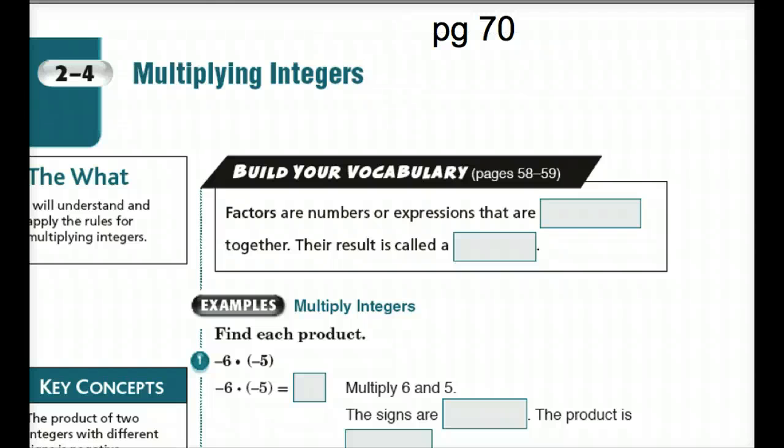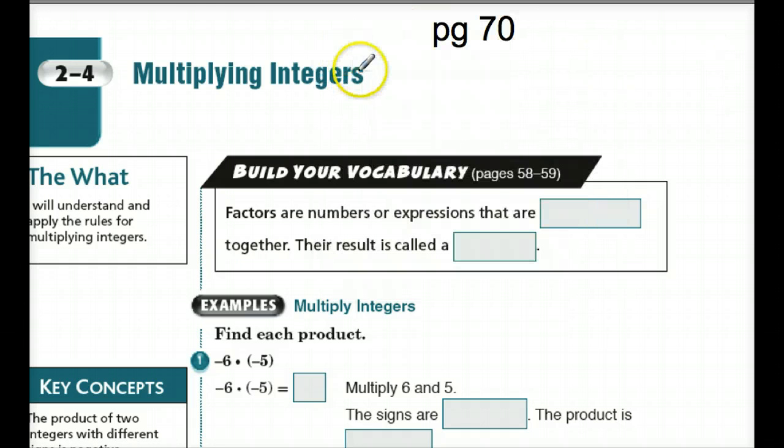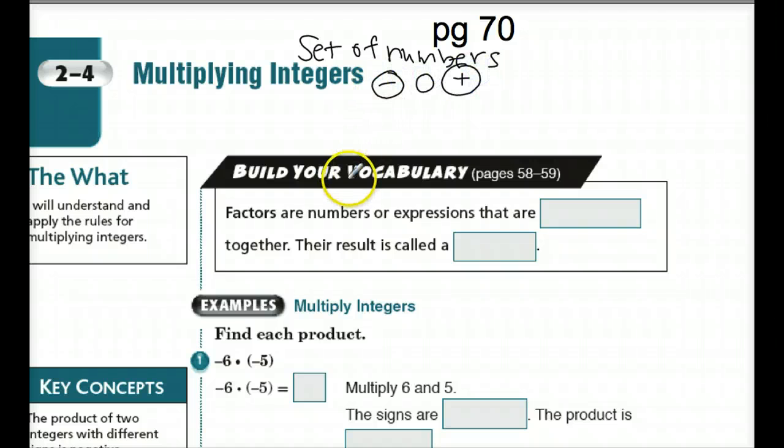So we are now going to do 2.4. We're on multiplying integers. Now remember, an integer is just a set of numbers which include all negatives, 0, and all the positives. So all we have to remember is just a set of numbers. They're negative numbers, it's 0, and it's positive numbers. So this will be a lot easier, hopefully, for some of you than adding or subtracting integers.